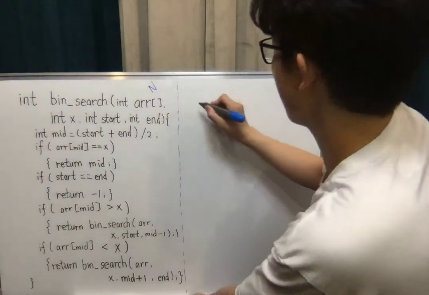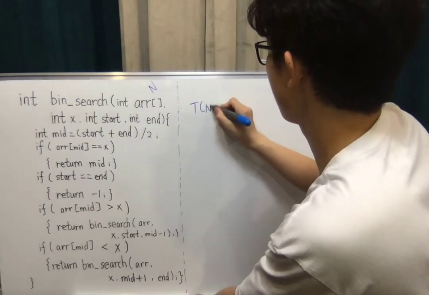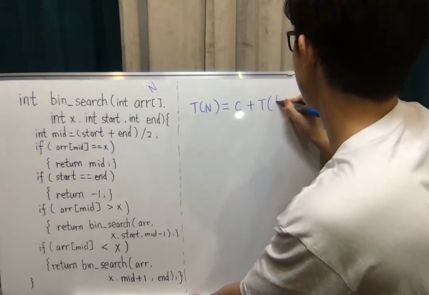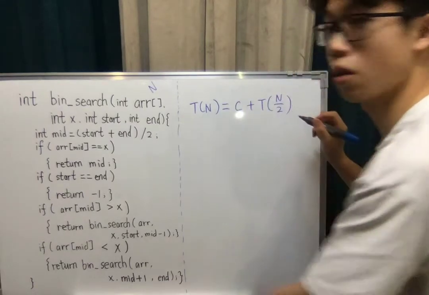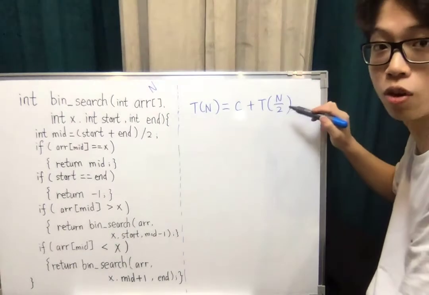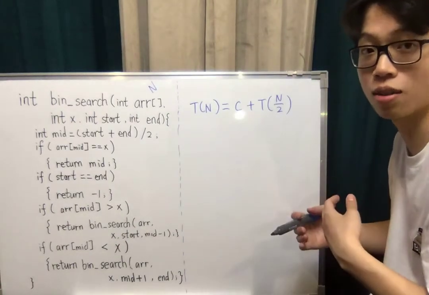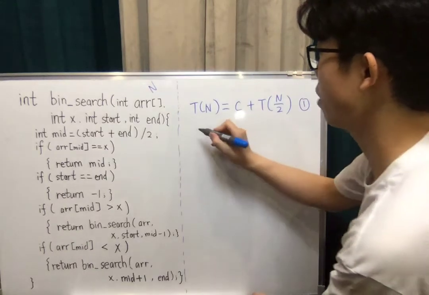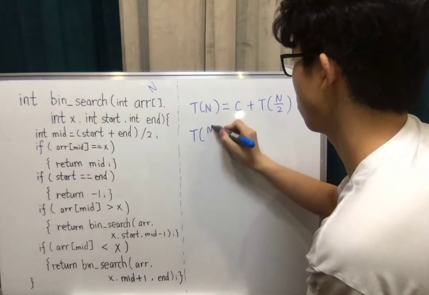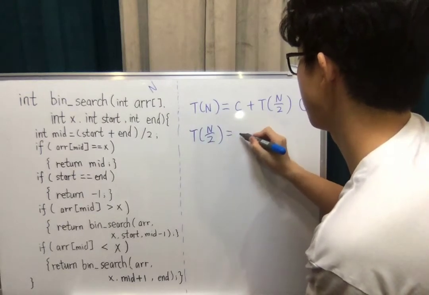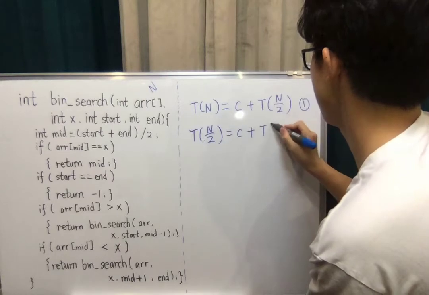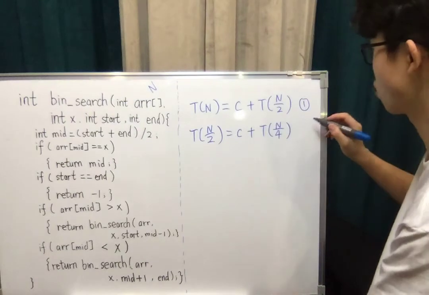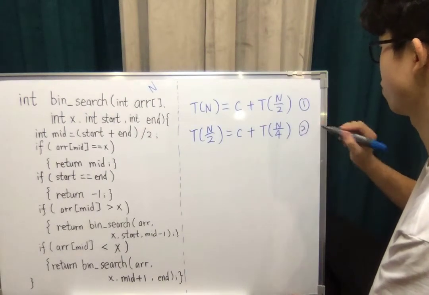So we will get T(n) is equal to C plus T(n/2). This is because in the second step, we'll just go through half the size of the original items, right? Let's call this formula 1. Then similarly, we will find T(n/2) will be C plus T(n/4), right? Let's call this formula 2.